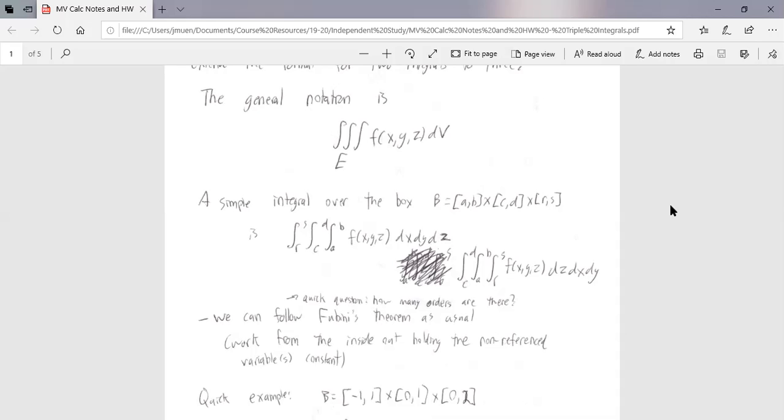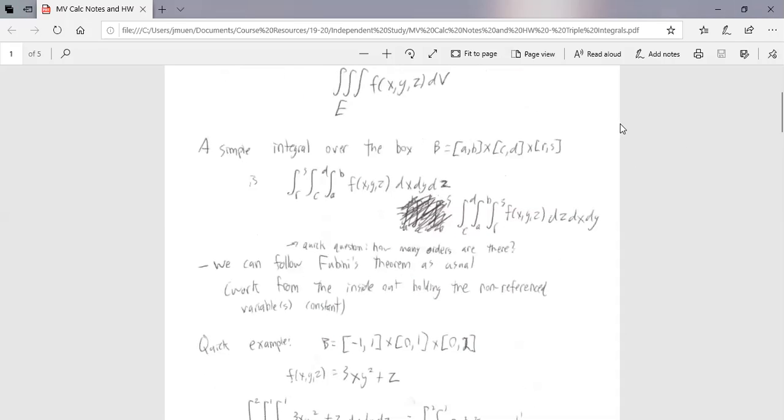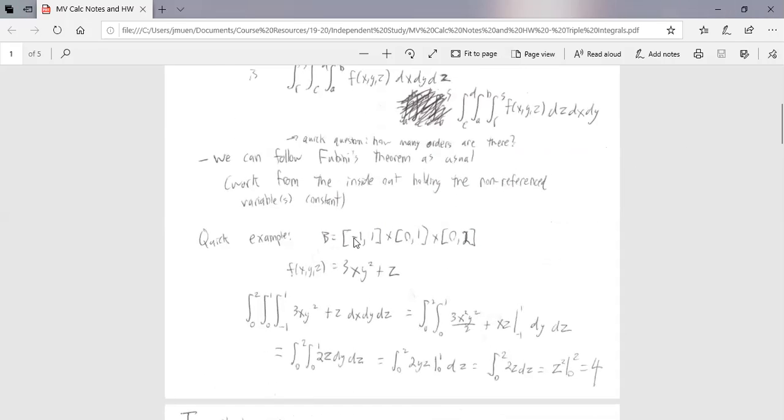So here, at the bottom of this, is just a quick example. Let's consider the box [-1,1] cross [0,1] cross [0,2], and let's take a look at the function 3x y squared plus z. So we'll just set up the integral. We'll work from dx, dy, dz. So the innermost integral is -1 to 1, then y is 0 to 1, then z is 0 to 2.